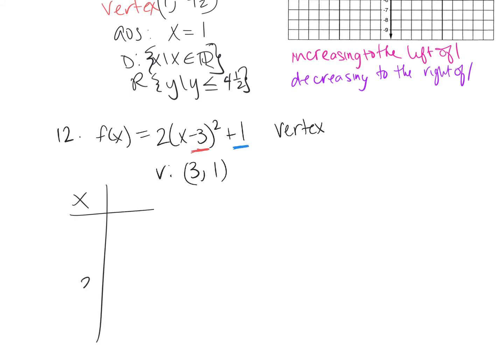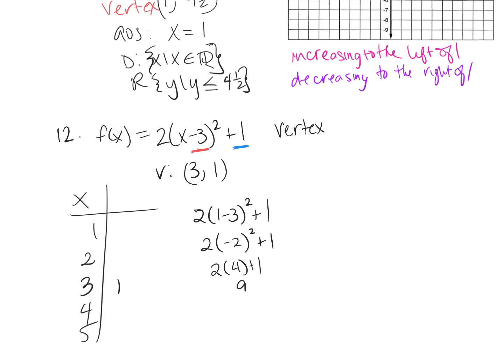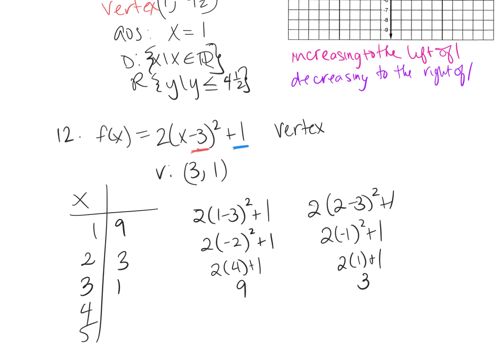I'll make a table with 3, 1 in the middle: 2, 1, 4, 5. If I plug my numbers in, I get 2 times (1 minus 3) squared plus 1. 2 times (-2) squared plus 1. Exponents first, so 2 times 4 plus 1, which is 9. Then I can plug in 2. 2 times (2 minus 3) squared plus 1. 2 times (-1) squared plus 1. 2 times 1 plus 1 is 3. So I get 1, 3, and 9.